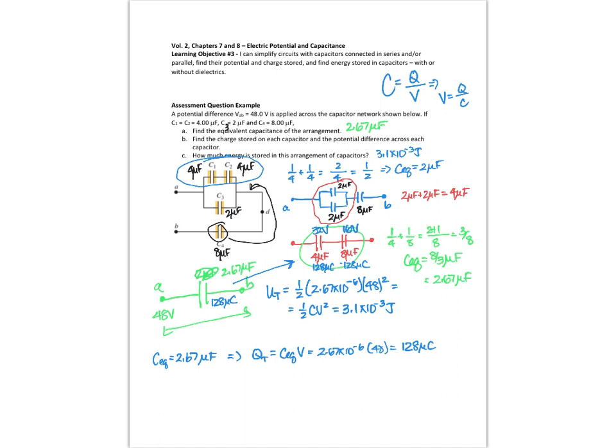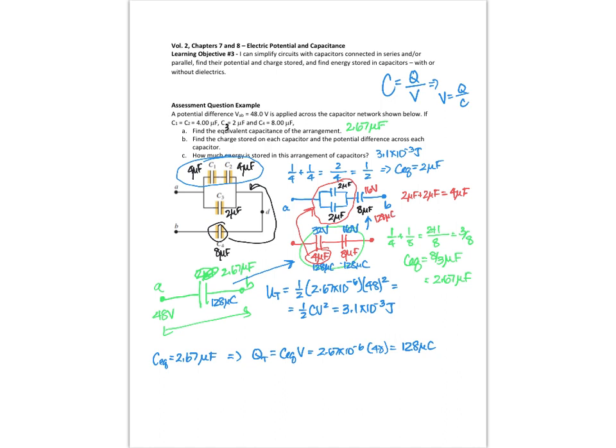Now, if I go back up to this expression, remember that the 4 microfarad capacitor was taking the place of these two that were in series. And so now I'm working my way back up. Now, the 8 microfarad capacitor, I'm all done with that. It has a potential difference of 16 volts and 128 microcoulombs.